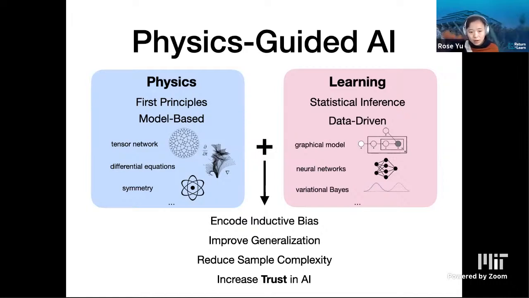So in today's talk, I'm going to sketch 3 different types of approaches that we can combine physics and learning together towards physics-guided AI. Before I do that, I was wondering whether there are any questions on the chat or on YouTube?